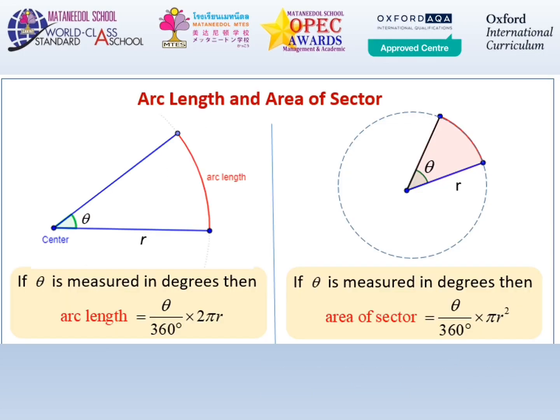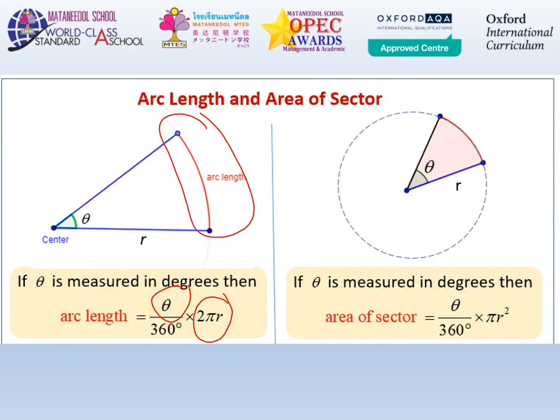So next, we have here the formula in finding the arc length and the area of a sector. If theta is given in degrees, then we can calculate the arc length by theta over 360 degrees times 2 times pi times r. Note that this is the formula for finding the circumference of the whole circle. But since we're just having a portion of that circumference, we have to get the angle formed, divided by the total angle of a circle, which is 360 degrees, times 2 times pi times r, which is the radius.